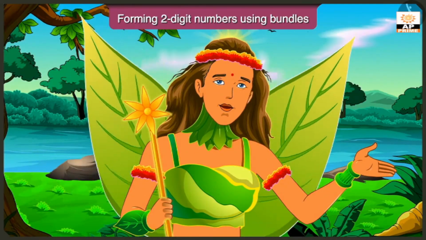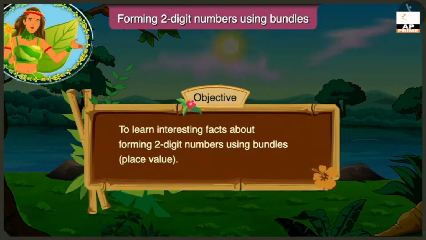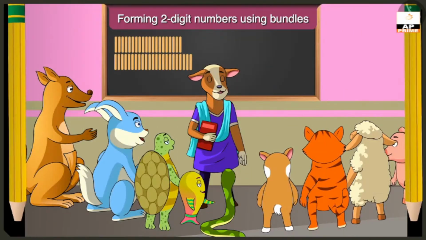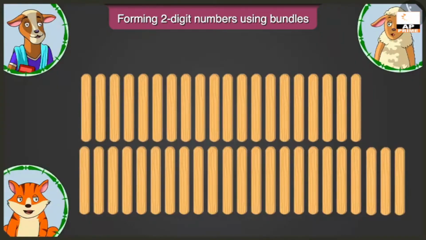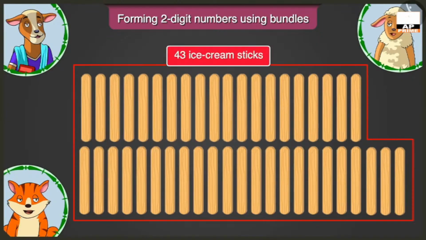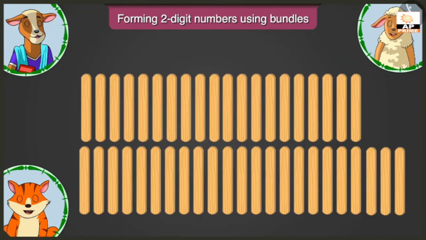Children, today we will learn interesting facts about forming 2-digit numbers using bundles, place value. Children, can you make bundles of tens out of these 43 ice cream sticks? But ma'am, these are 43 ice cream sticks. How can we make bundles of tens out of these?